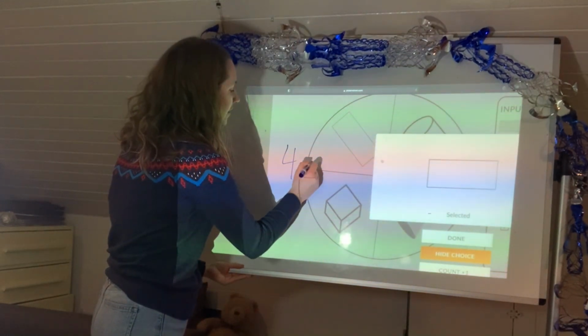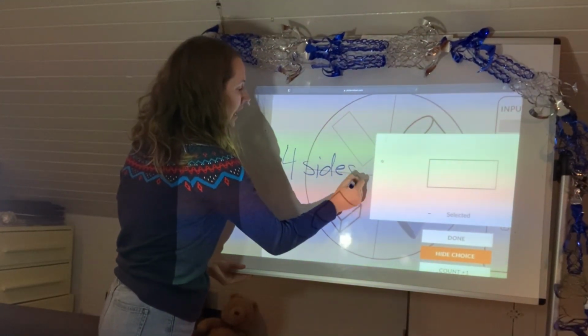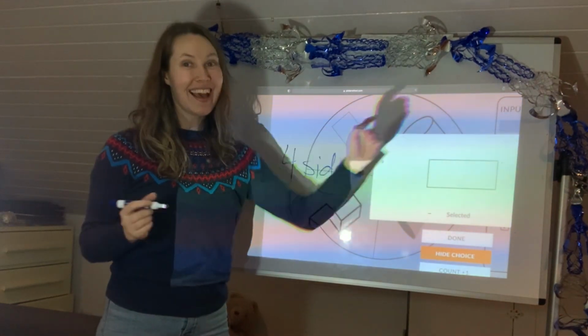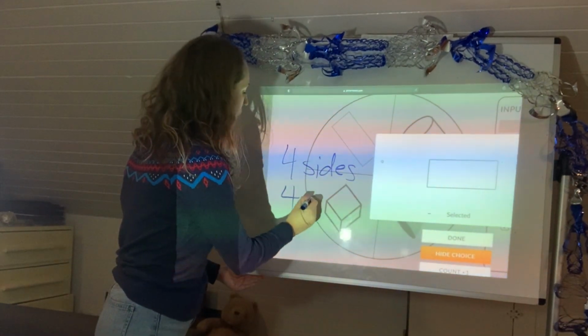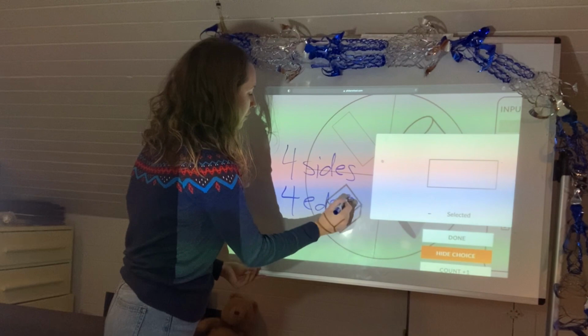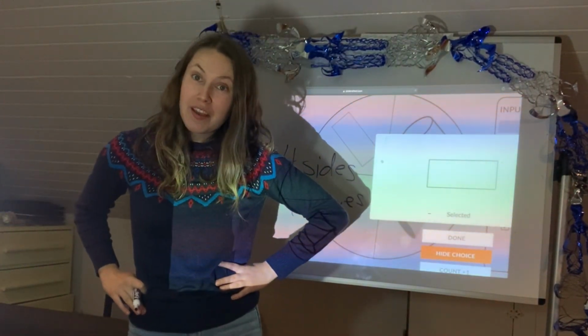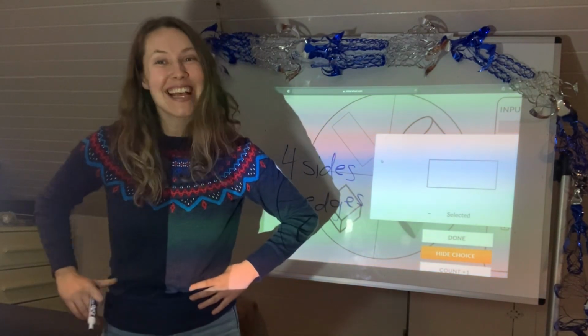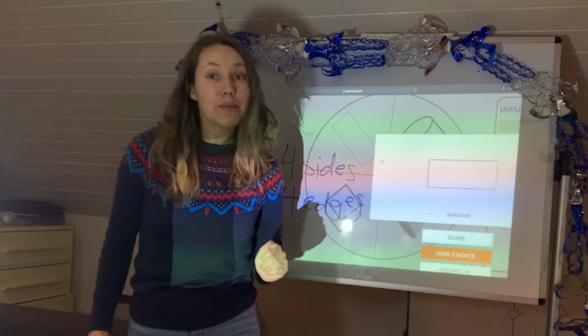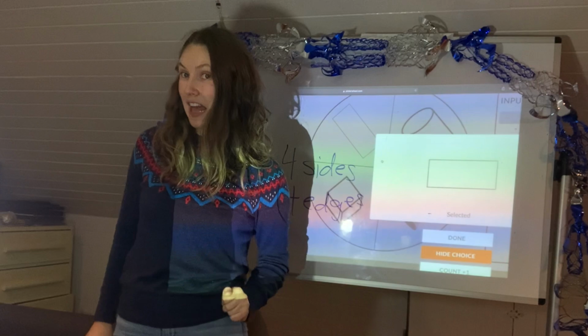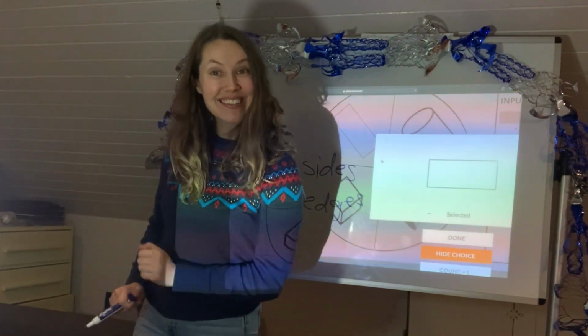4 sides all together. And how many pointy edges are there? 4 again, very good. 4 pointy edges, 4 sides. 2 of them are longer than the other 2. And is this a flat or a solid shape? It's a flat shape. Very good. This shape cannot stand up by itself. It is a flat shape. Let's move on to our next shape.